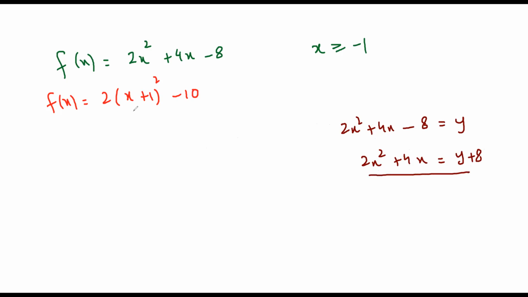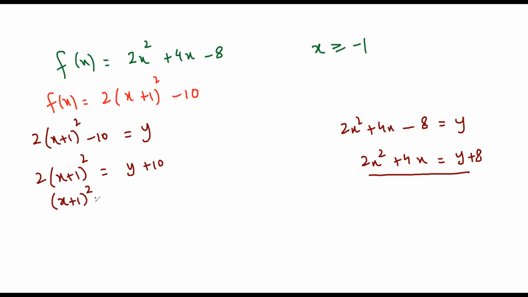But if you had this form, and you want to write the inverse of this function, it's 2 into (x plus 1) whole squared minus 10. You put that equal to y. This is going to be 2 into (x plus 1) whole squared equal to y plus 10, and (x plus 1) whole squared is (y plus 10) over 2. Then you take the square root. x plus 1 is going to be the square root. Okay, now I'm stopping here.